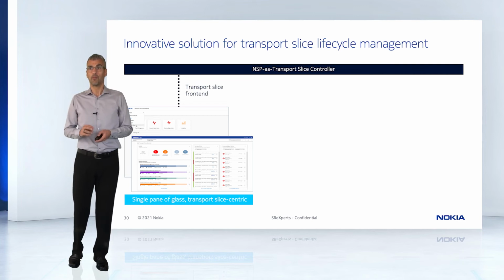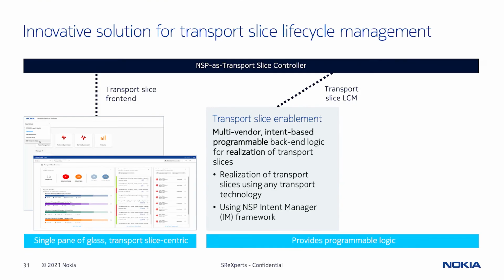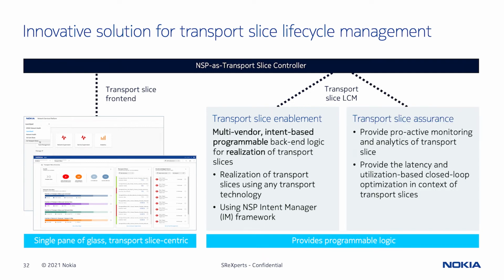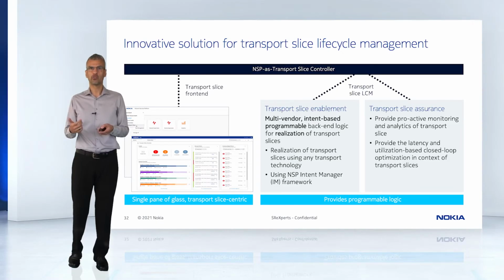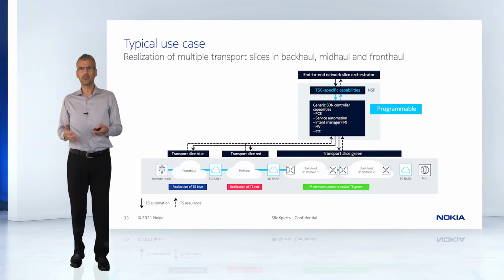assurance aspects. But from the back-end logic, we introduce an intent-based programmable logic to realize a transport slice, meaning depending on which technology you want to use, we basically give you a hot pluggable way of realizing the transport slice, and also we give you the assurance concept. So basically lifecycle management is the automation part, the enablement part, and the assurance. And these are the two cornerstones of any transport slice: enablement and assurance, which basically means monitoring and closed loop optimization.